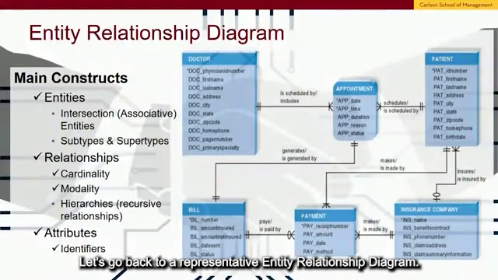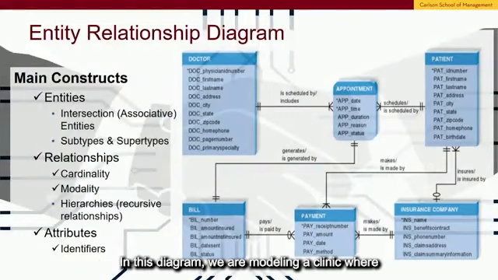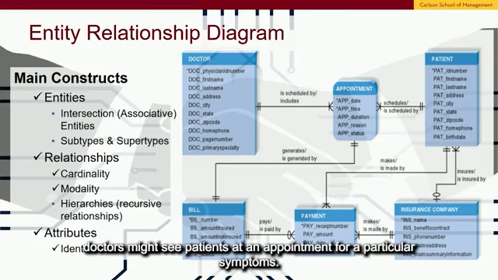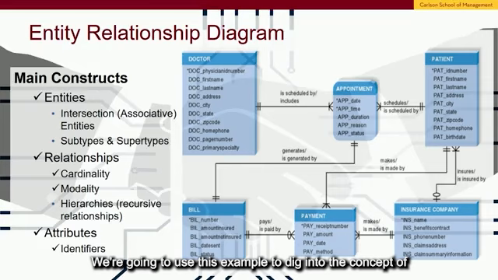Let's go back to a representative entity relationship diagram. In this diagram, we're modeling a clinic where doctors might see patients at an appointment for particular symptoms. We're going to use this example to dig into the concept of an intersection entity and when you might want to use one.